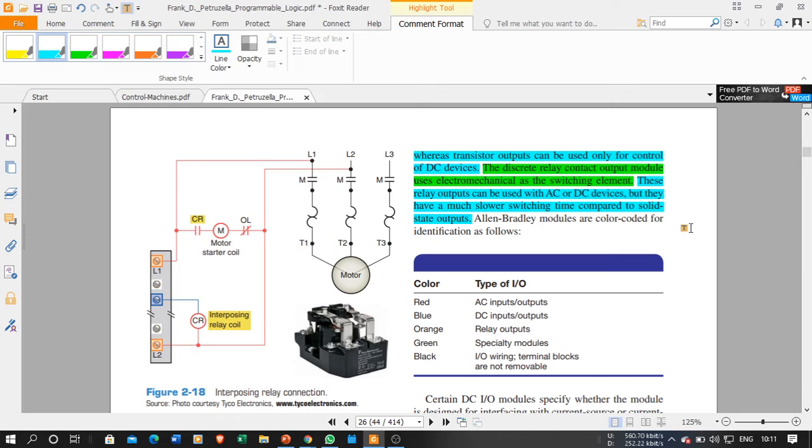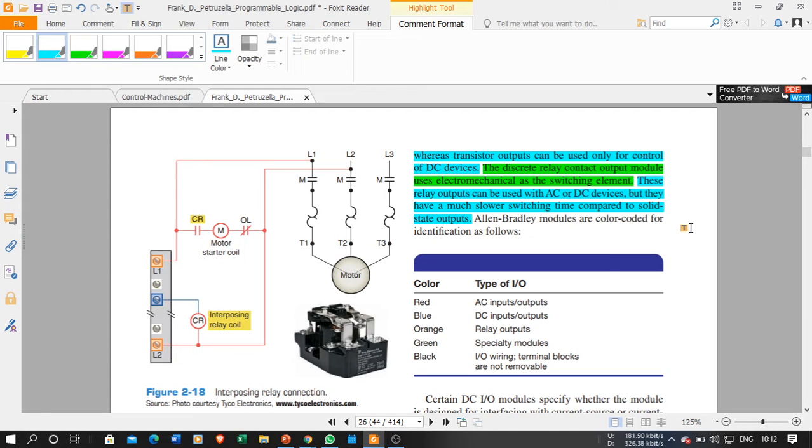If you are going to compare with the solid state devices, the operating time of solid state devices is in the microsecond. In solid state devices, such as a transistor or IGBT, or a triac, that time is in the microsecond.